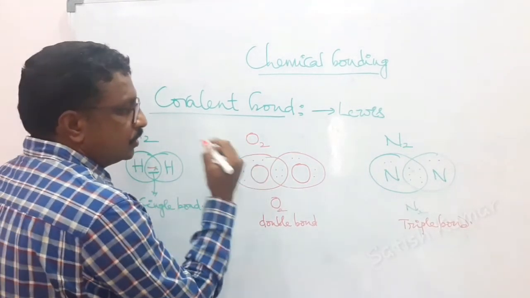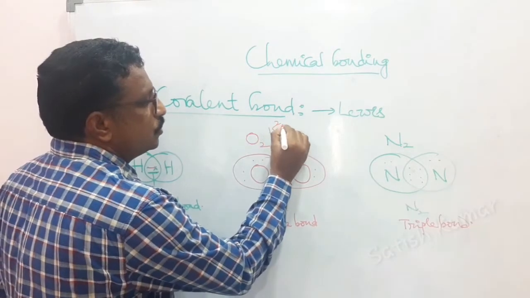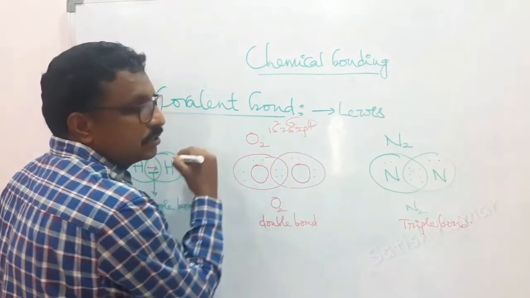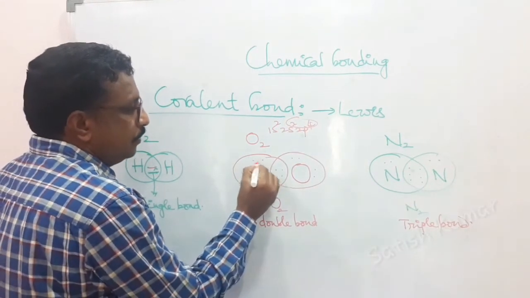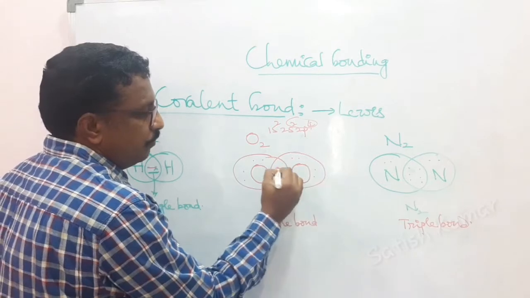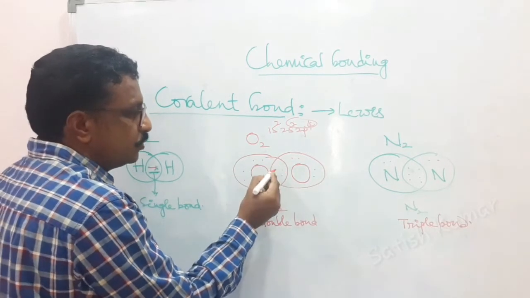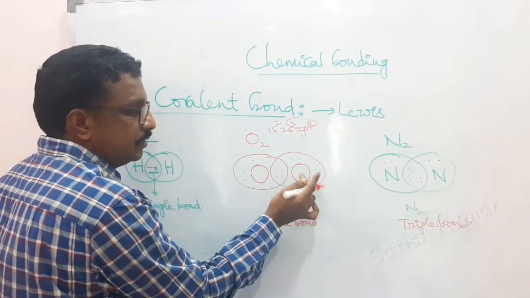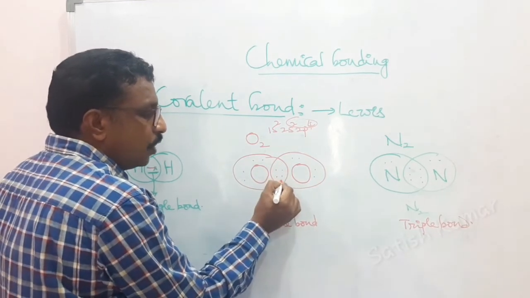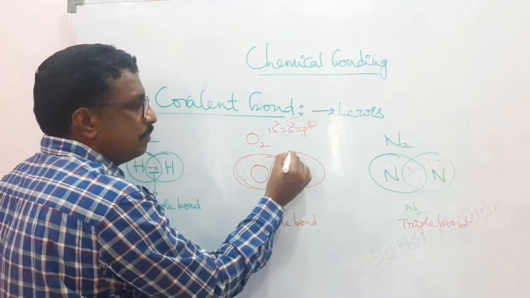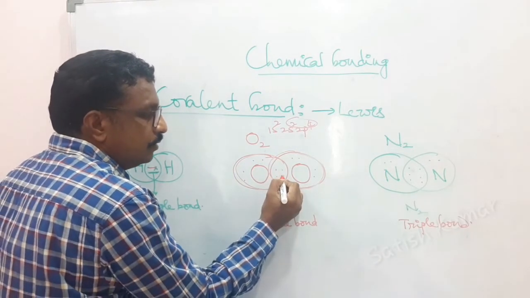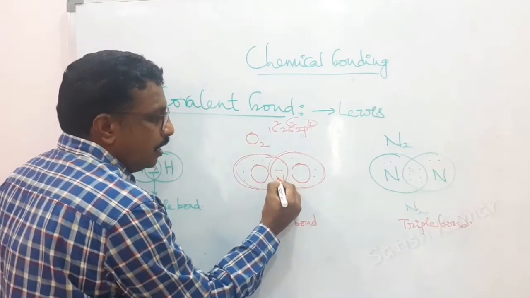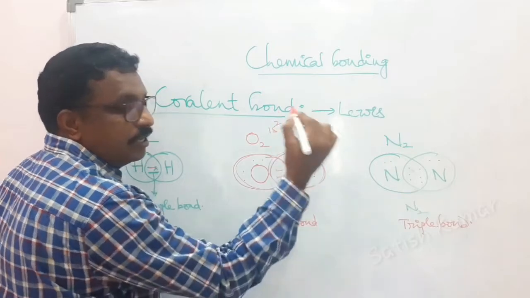And here the oxygen electronic configuration is 1s2, 2s2, 2p4. So it has 6 outermost electrons. So 1, 2, 3, 4, 5, 6 and 1, 2, 3, 4, 5, 6. These two oxygen atoms come together. So there will be sharing of electrons; this oxygen will give 2 and this oxygen will give 2, and these 4 electrons are shared by this oxygen atom and this oxygen atom. So here 2 pairs of electrons are shared. That's why this is one bond and this is another bond. So oxygen has a double bond.